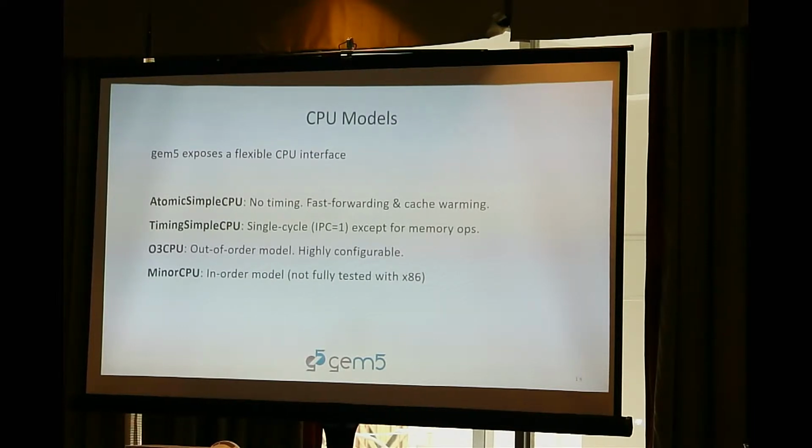We also have the minor CPU, which is an in-order model. This is pretty high fidelity. It's modeled on something like an A53 or an A55. And at some point, I think it was actually validated against those systems. It works well for RISC-V and ARM. It has not been fully tested with x86, although I think it works for x86 as well. Then we have the KVM CPU, which you can use for fast forwarding, and it uses your native hardware acceleration to run at native hardware speed.